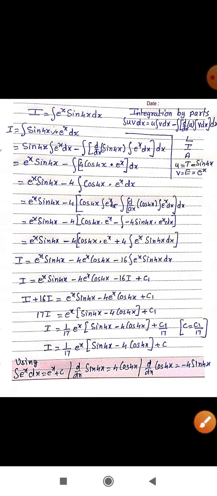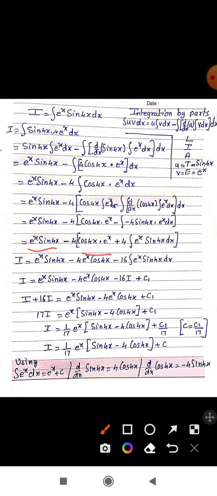Now solving this, we will get e raised to x sin 4x minus 4 in bracket cos 4x into e raised to x. This minus minus will become plus 4 integration e raised to x sin 4x dx. Now multiply 4 with the bracket, we will get e raised to x sin 4x minus 4 e raised to x cos 4x and minus 16 integration e raised to x sin 4x.